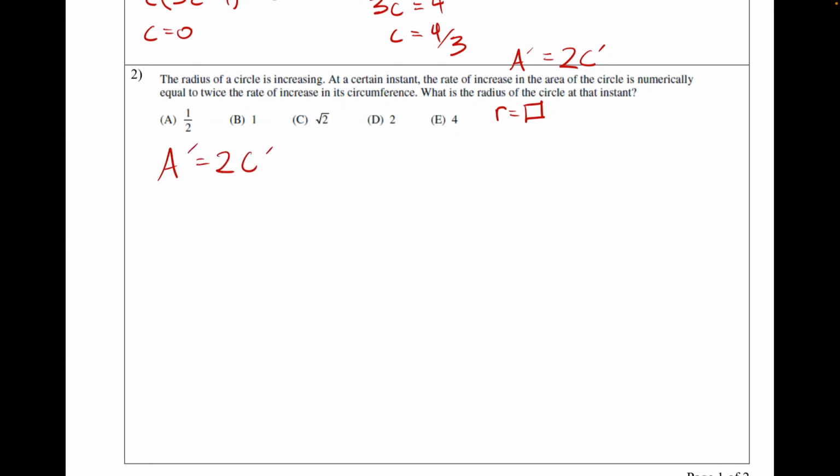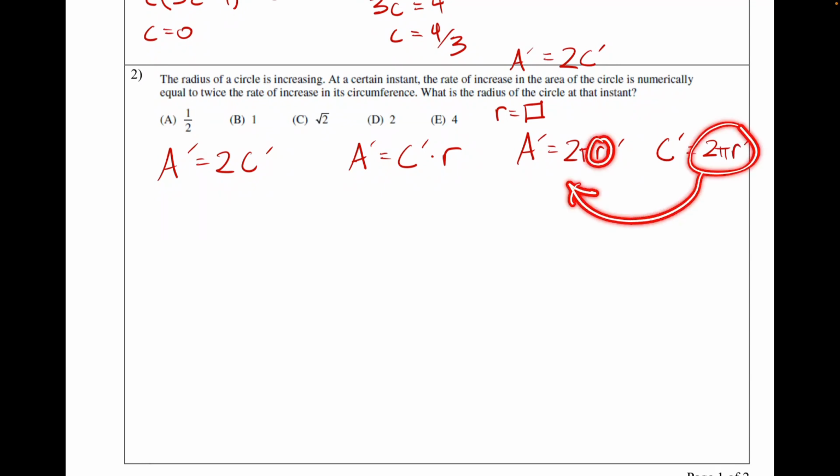It's really nice to know what these formulas are. A prime is equal to c prime times r, and if you don't have that memorized, I can rewrite that really quickly. A prime is the same thing as 2 pi r r prime, and c prime is equal to 2 pi r prime. The only thing that this c prime is missing to get from here to here is an r, so there's the extra r.